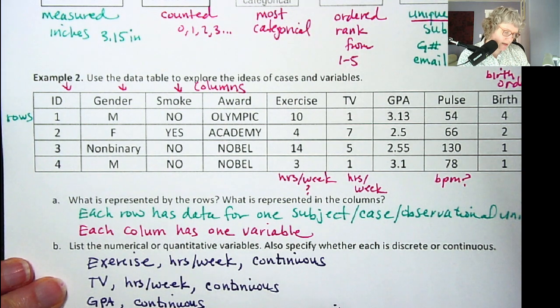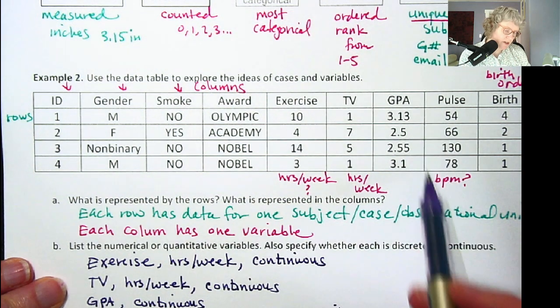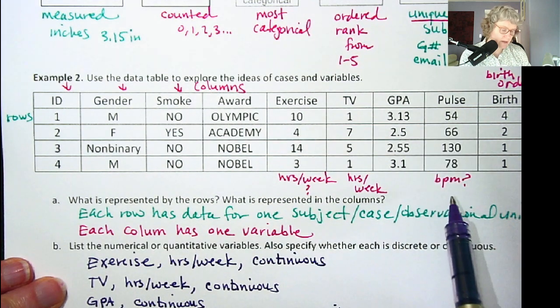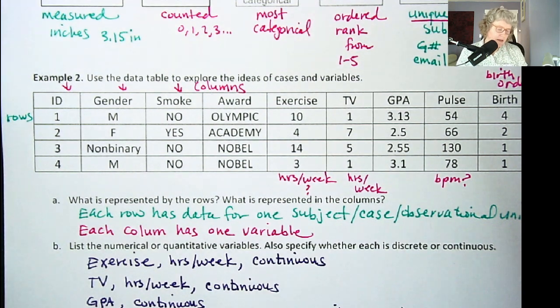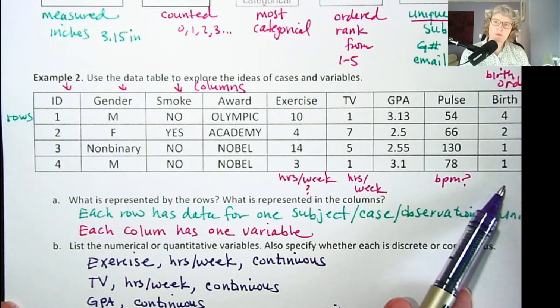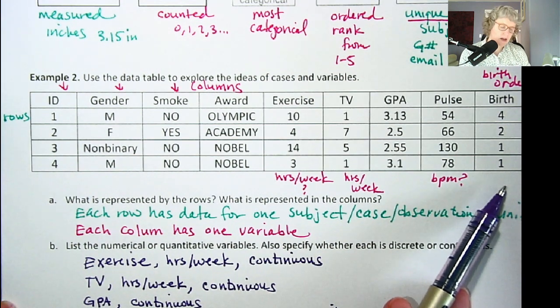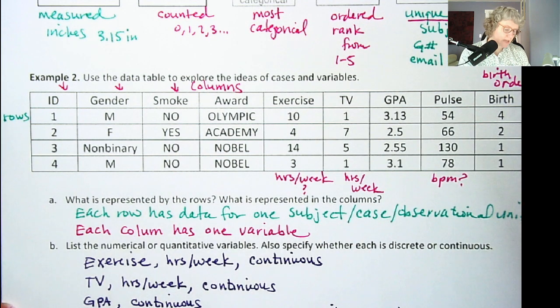I'm going to say, well, it's reported here. It looks like maybe it's reported as discrete. But if we can measure it more finely, then I'm going to say continuous. So we don't have anything that is, we do have birth order also, but I'm going to call that categorical.